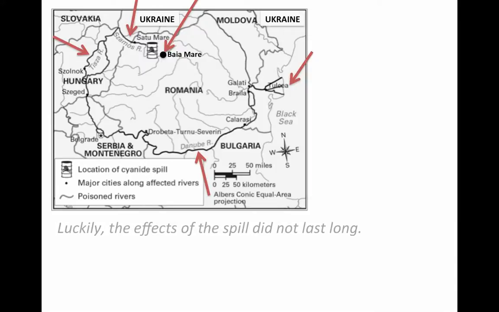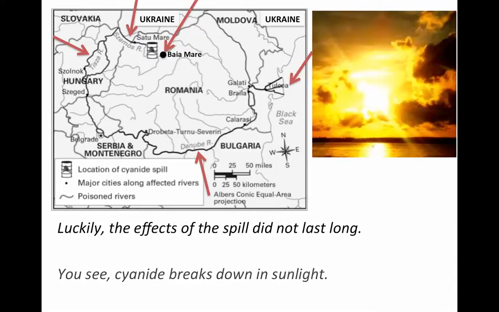But luckily, the effects of the spill didn't last long. You see, cyanide breaks down in sunlight. I've tried to use colors to show you how this happens. As the water flowed through the river, sunlight broke the cyanide down. At the beginning, it was very toxic. You can see I've used bright green to highlight how toxic it was. And a little ways down the river, in the Samos River, it was still very toxic.